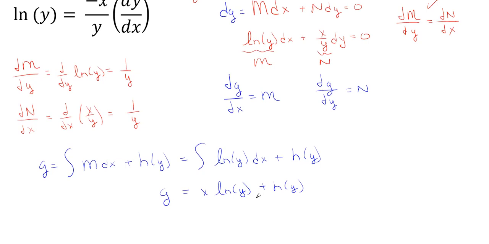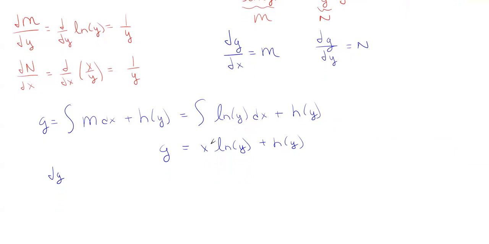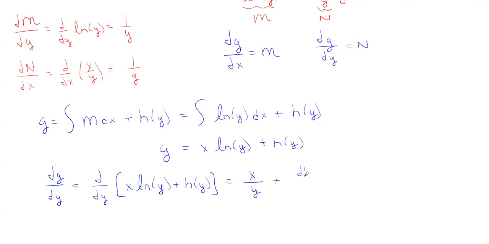So what we're going to do is take the partial derivative of g now with respect to y, treating x as a constant. So basically like the reverse of what we just did. Well, not exactly the reverse, but you get the idea. We were working with x, now we're going to be working with y. So the partial derivative of g with respect to y would be equal to the partial derivative with respect to y of x natural log of y plus h of y. So treating x as a constant here, we would just end up with x over y, since the derivative of the natural log of y is 1 over y, and then plus the partial derivative of h with respect to y.